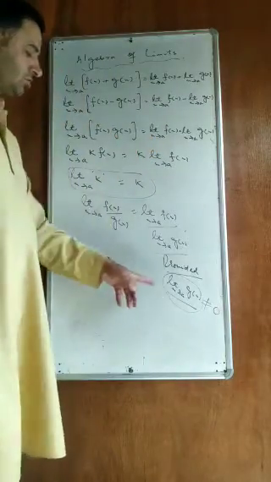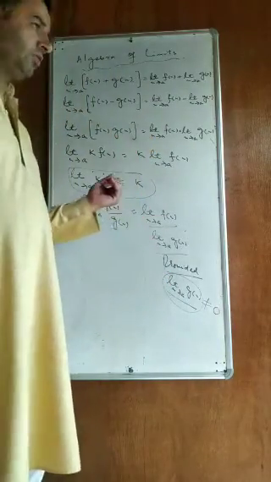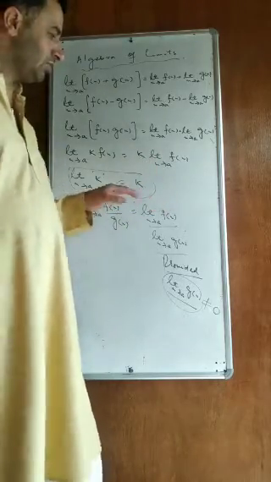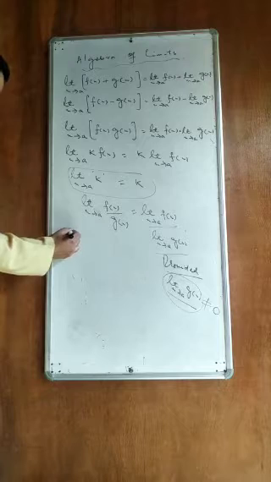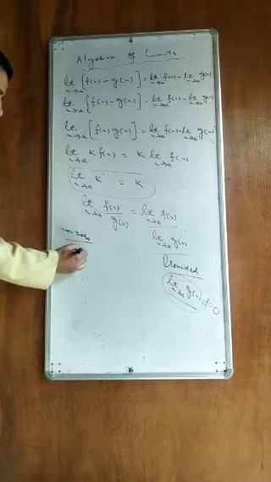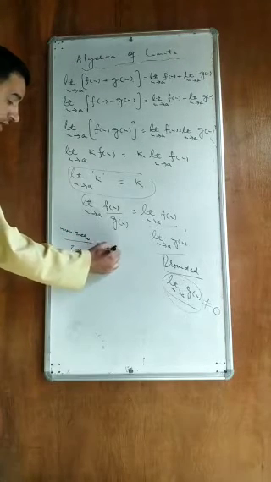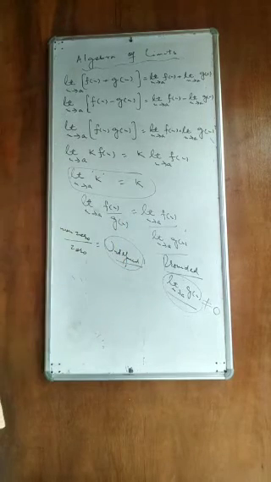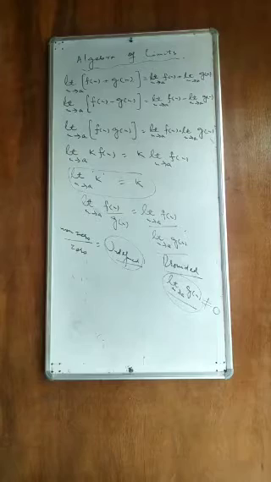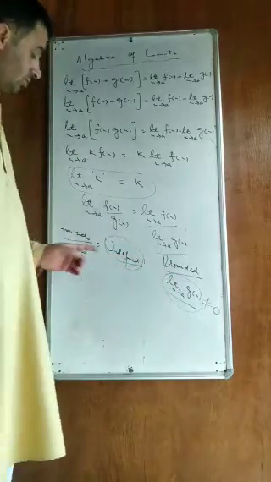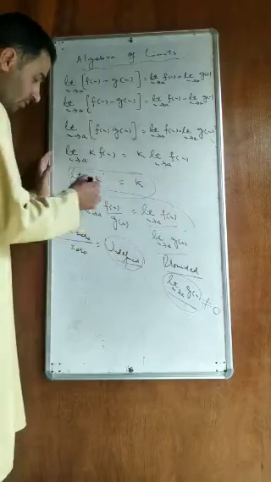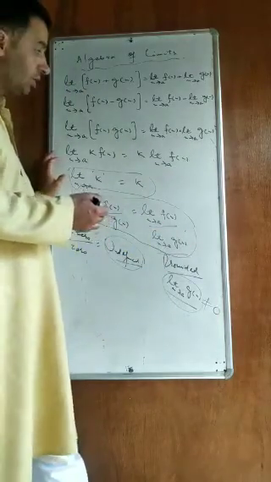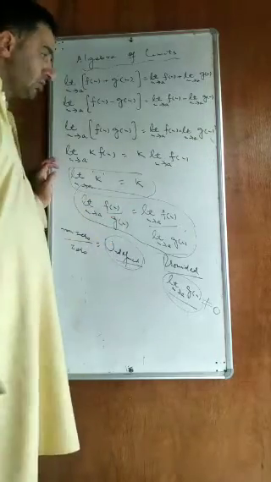This limit x tends to a g of x should be non-zero, because we know that some non-zero divided by zero is always undefined. We cannot define it. ठीक है. It is always equal to undefined. So this should be non-zero here. So here यहाँ पे हम क्या लिख सकते हैं बेटा? This is limit of a quotient is quotient of limits. Limit of a quotient is quotient of limits. So this is the algebra of limits.